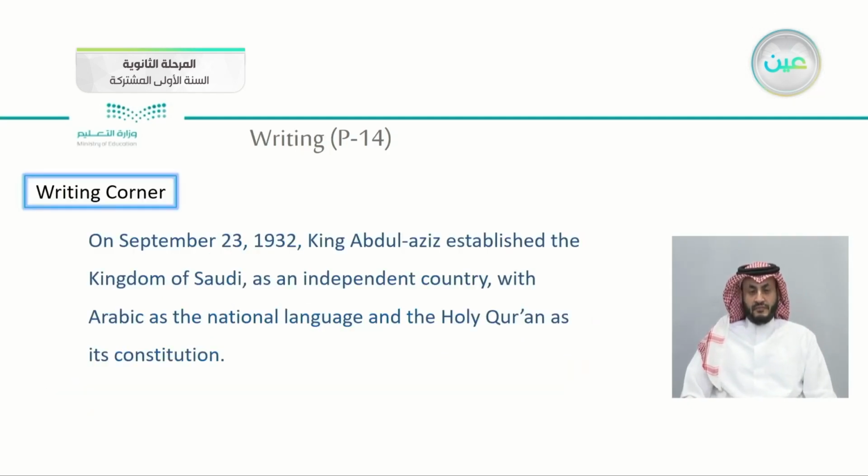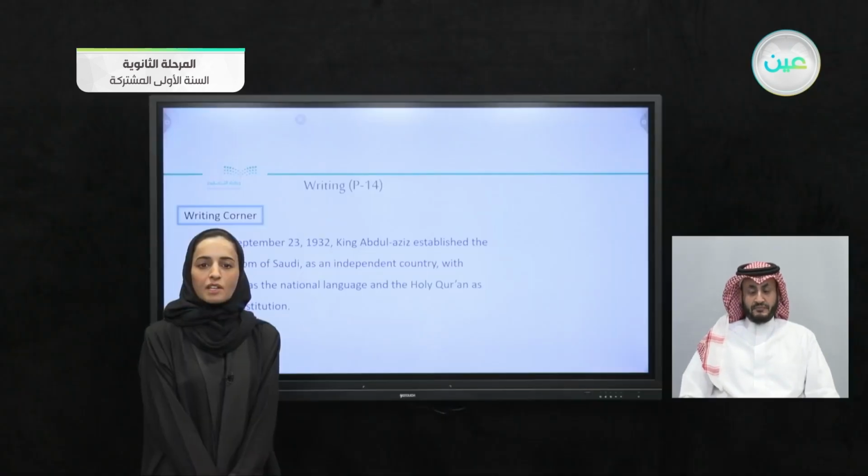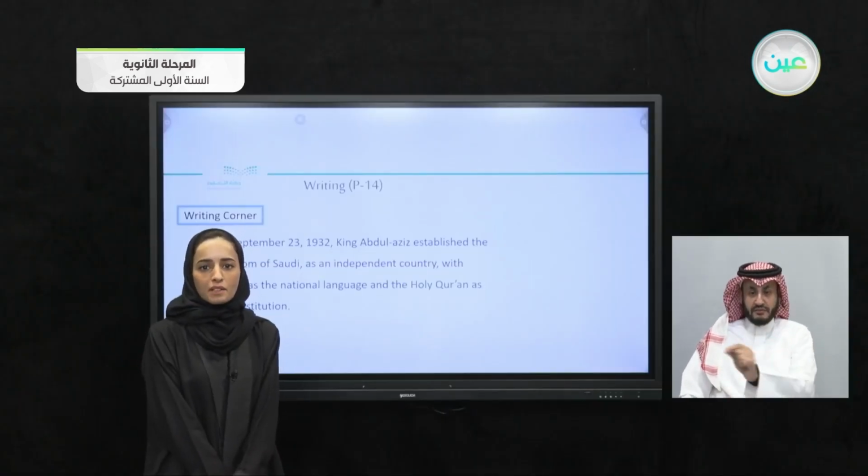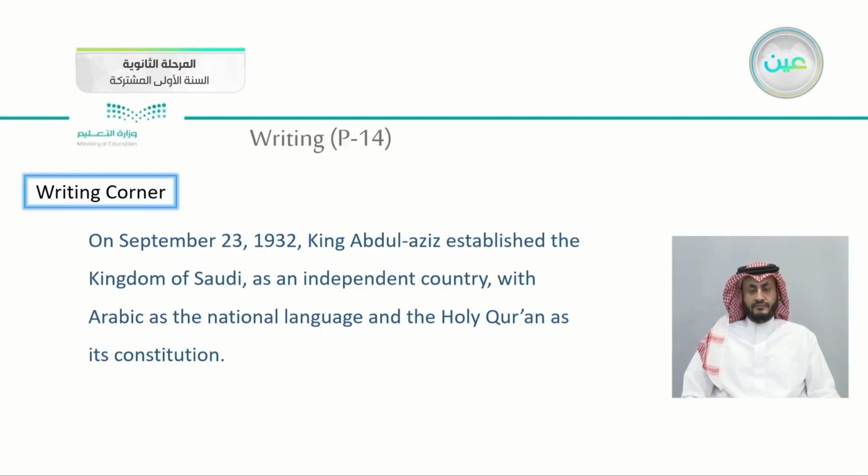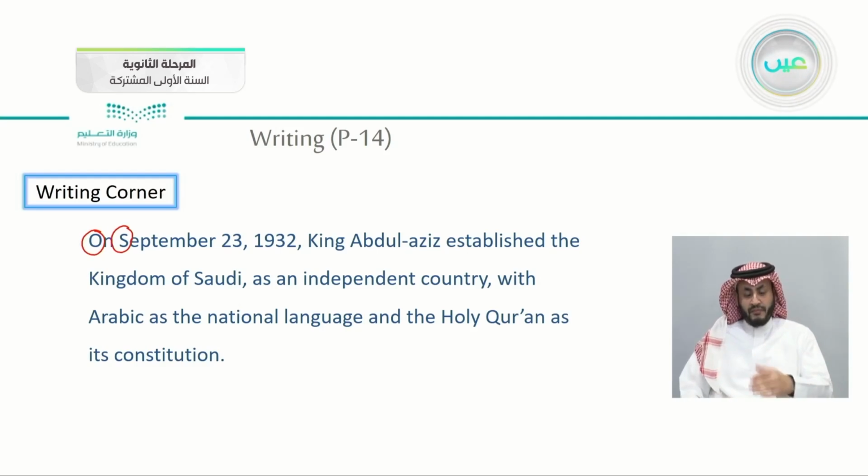At the beginning in here, let's read this short text together. On September 23rd, 1932, King Abdulaziz established the Kingdom of Saudi Arabia as an independent country with Arabic as the national language and the Holy Quran as its constitution. Now I want you to look back again and highlight, underline, or circle the capital letters. Let's circle them together. At the beginning, we have On, and we have the S in September.